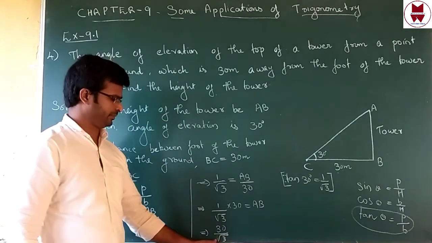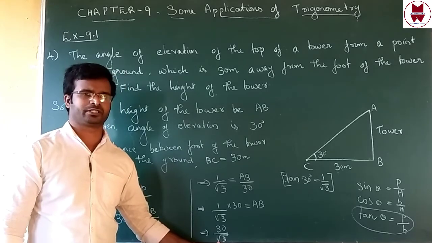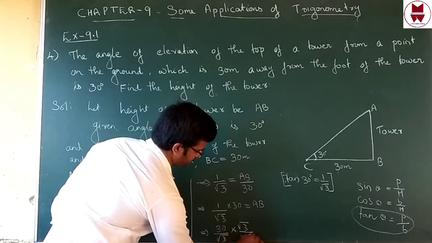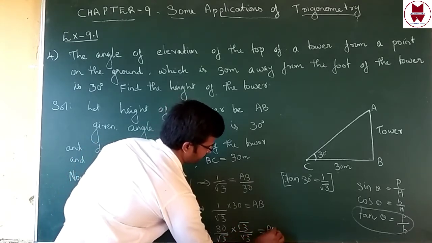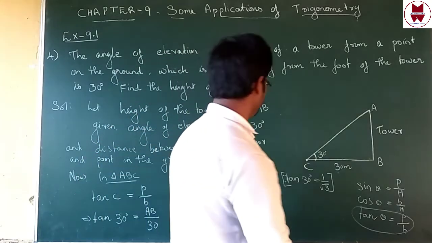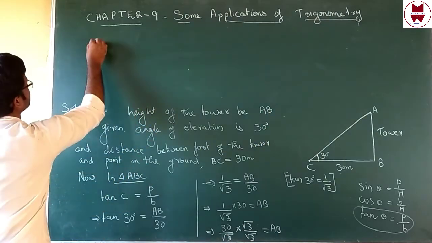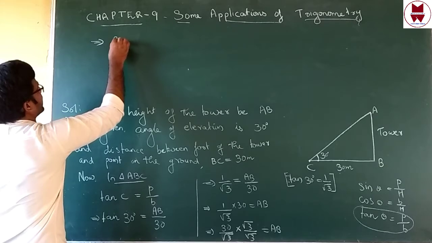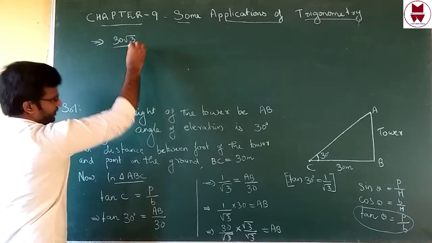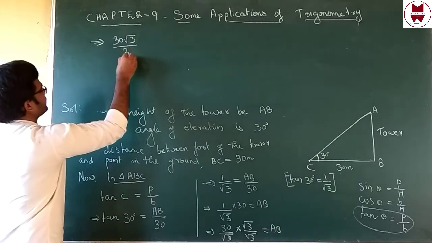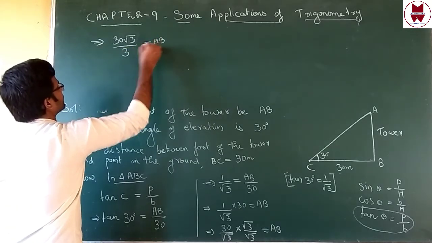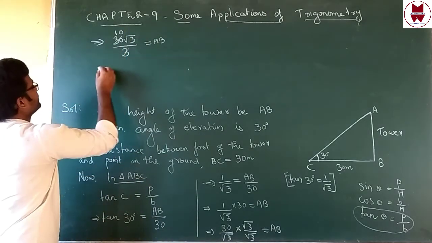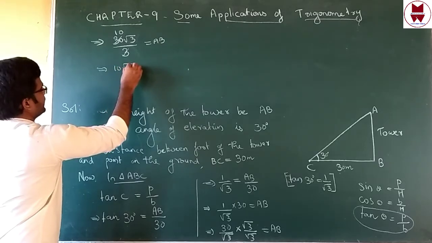Root 3 is an irrational number, so we cannot keep it as the denominator. That's why we multiply by root 3 and divide by root 3, equal to AB. Thirty into root 3, we can write 30 root 3 divided by root 3 into root 3, that will be 3 equal to AB. 3 and 30, divide, 10 times. You will get 10 root 3 equal to AB.